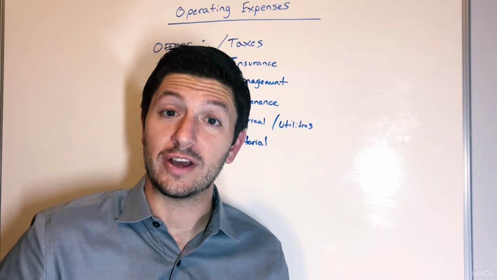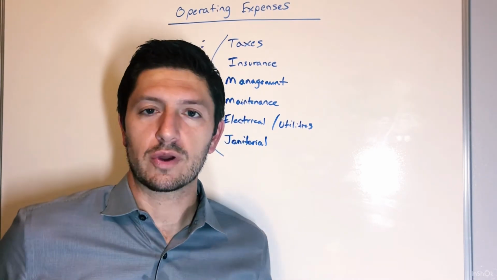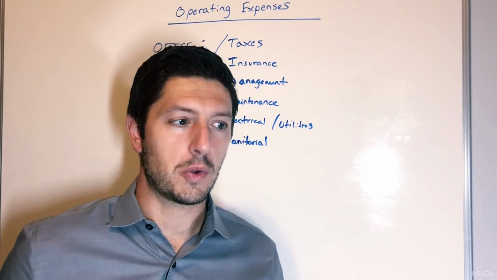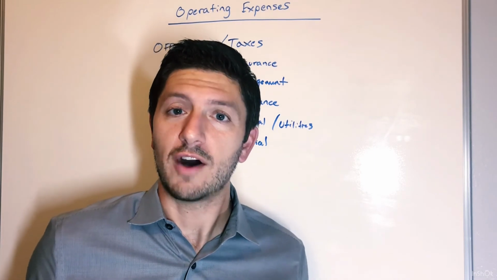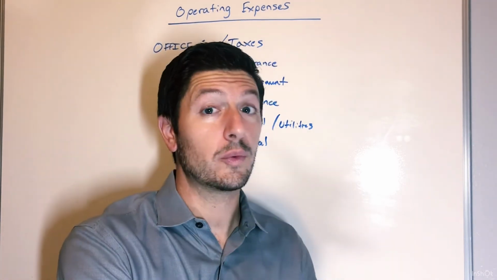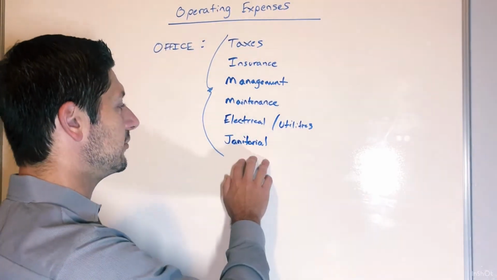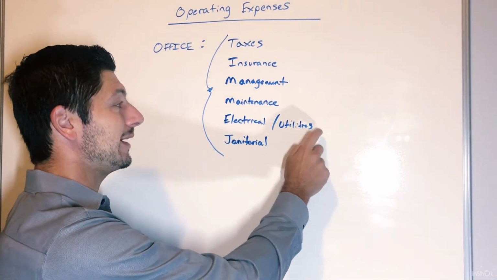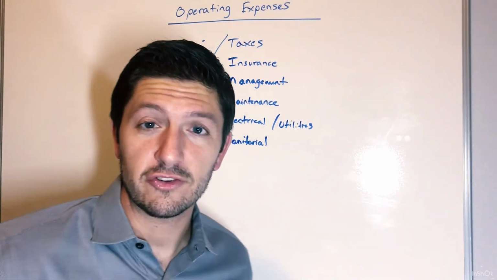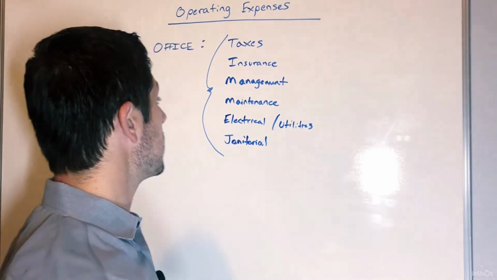Now I keep saying multi-tenant. If you're a single tenant office building, so you have a 5,000 square foot office that's standalone, you're the only one occupying it, a lot of times the landlord is not going to do the janitorial. They may or may not handle the electrical. They may have the tenant just handle that and contract it out on their own.